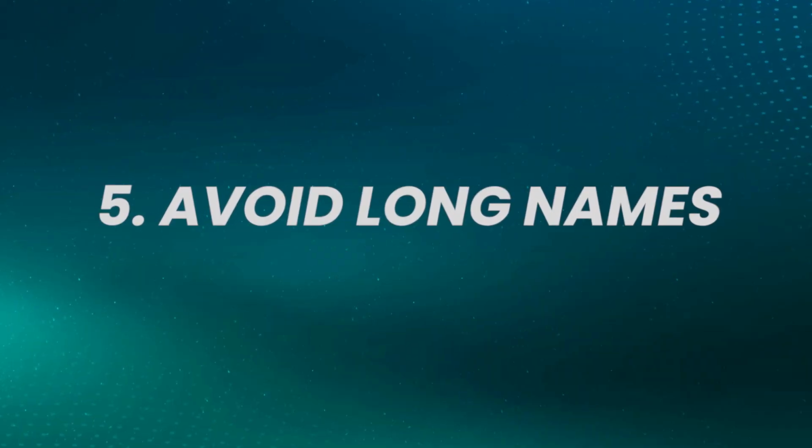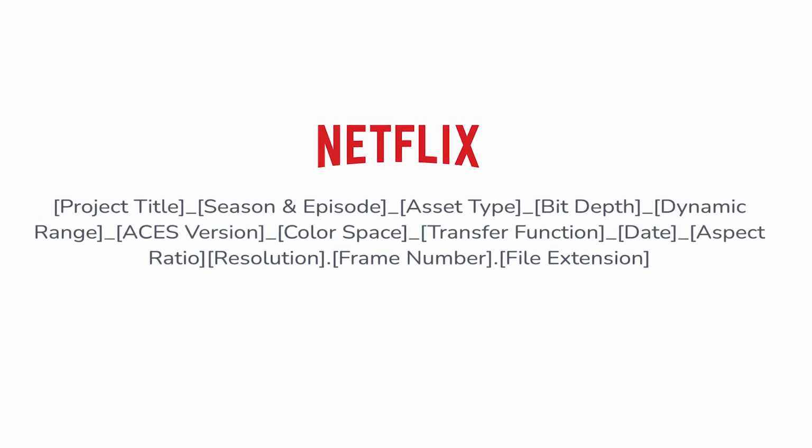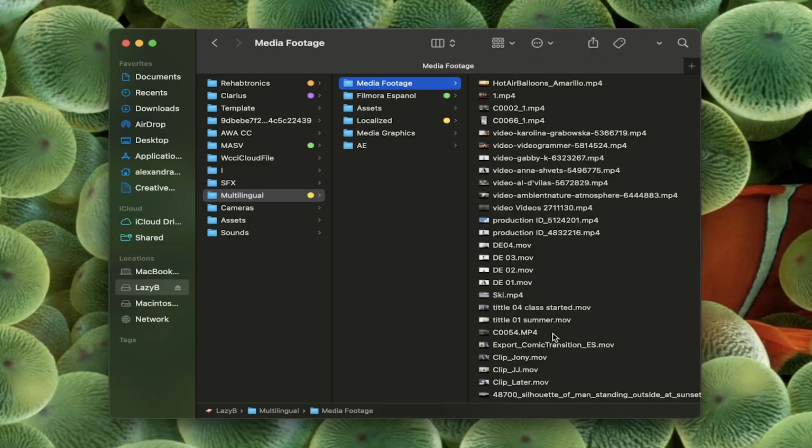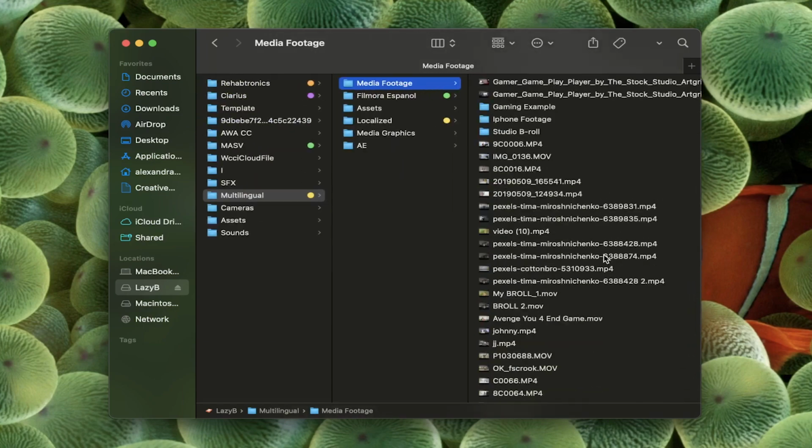Avoid long names. Don't make it too long unless you have a very large library of assets that need to be included in the name. For example, Netflix naming structure. Remember that some operating systems have a limit of 255 characters. And actually, to be fair, nobody wants to keep scrolling right on a folder to read the full name of a file.